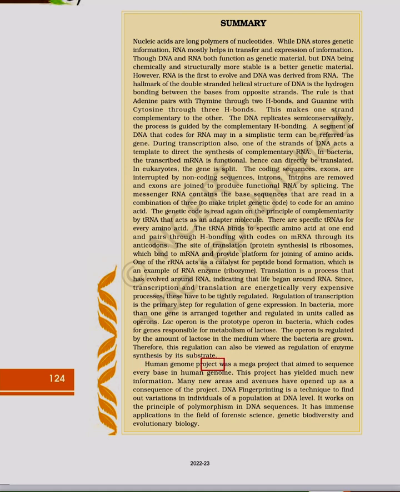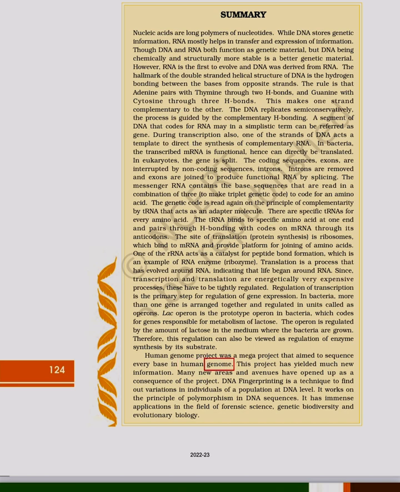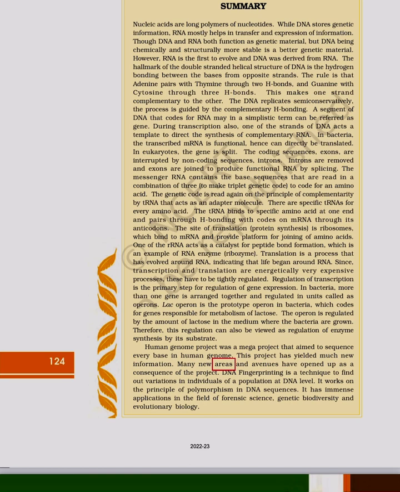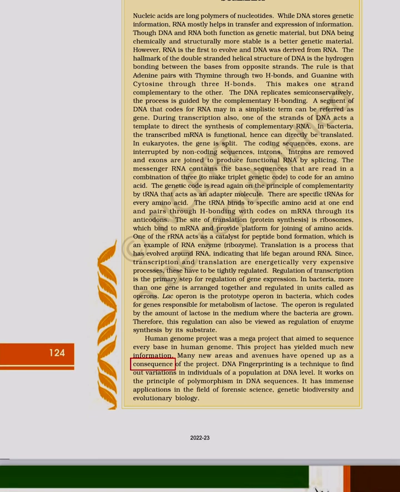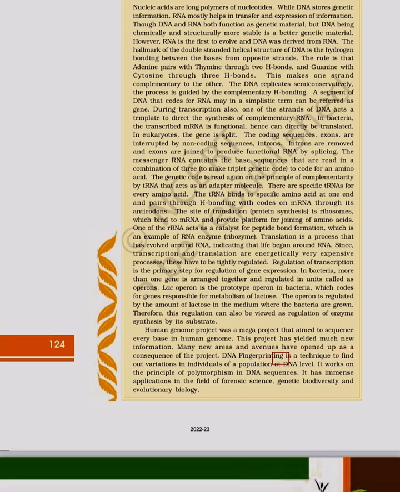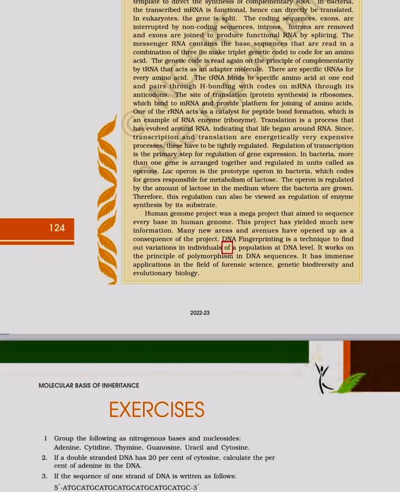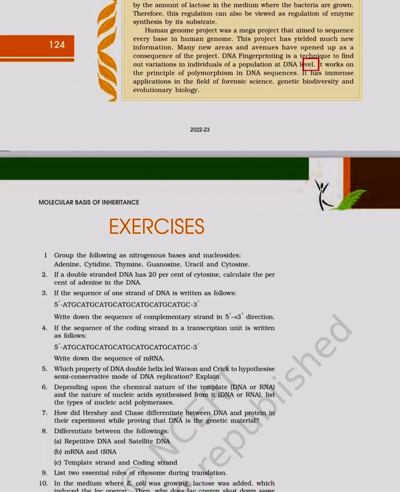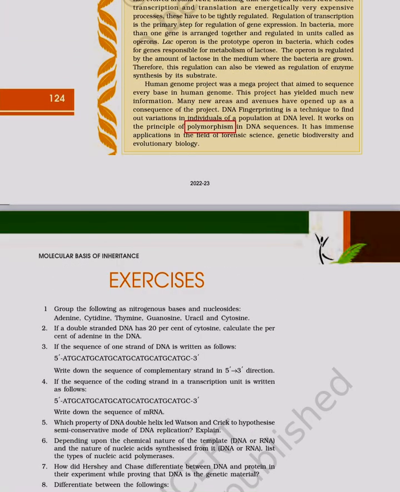Human Genome Project was a mega project that aimed to sequence every base in the human genome. This project has yielded much new information. Many new areas and avenues have opened up as a consequence of the project. DNA fingerprinting is a technique to find out variations in individuals of a population at the DNA level. It works on the principle of polymorphism in DNA sequences. It has immense applications in the field of forensic science, genetic biodiversity and evolutionary biology.